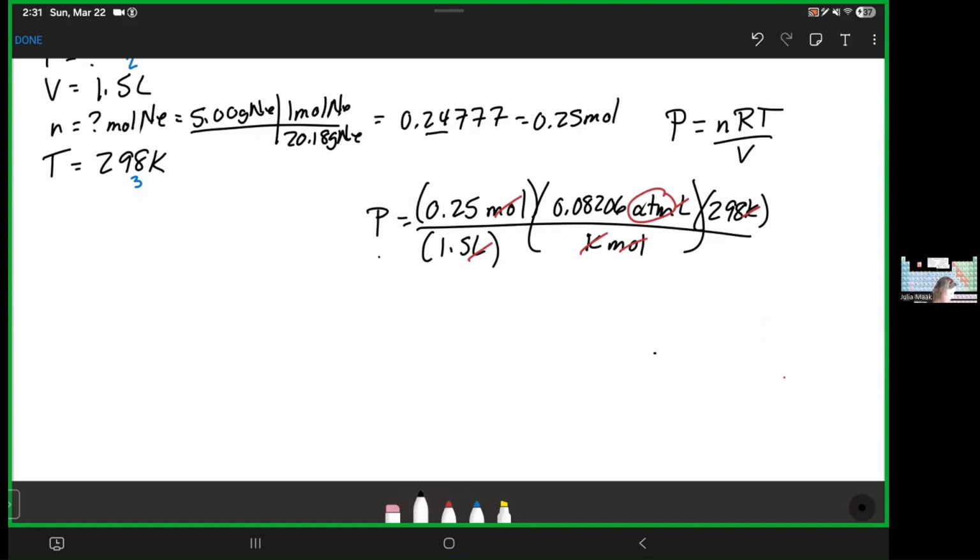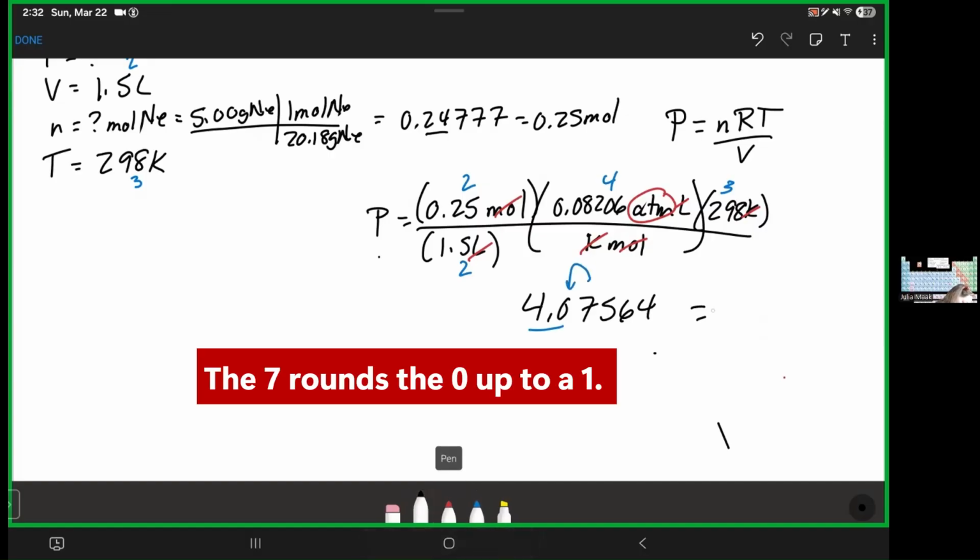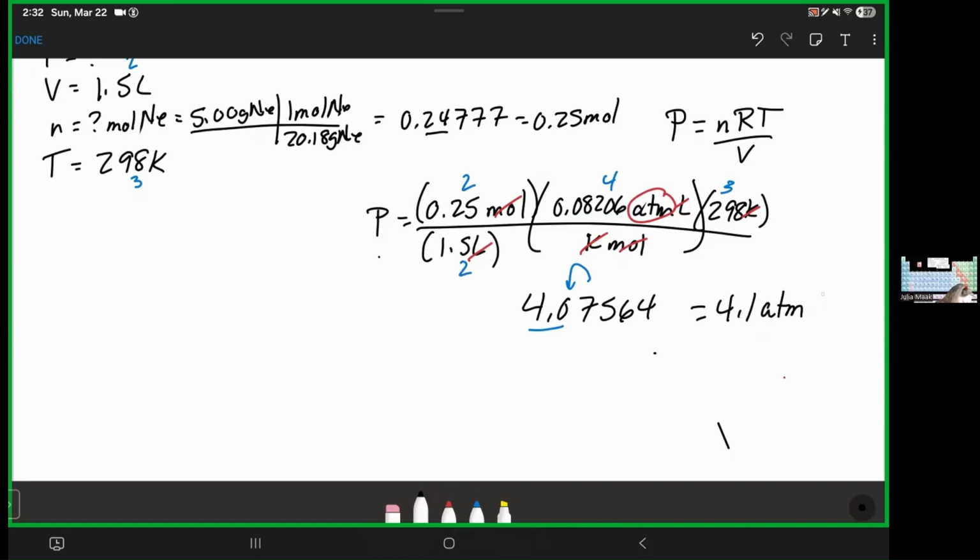So now if I do that math, I get 4.07564 and some other numbers. And we're 2 sig figs, 4, 3, and 2. So I'm going to go 2. The 7 is going to round that 1 up. So that's 4.1 ATM for the neon. That's my partial pressure of neon.